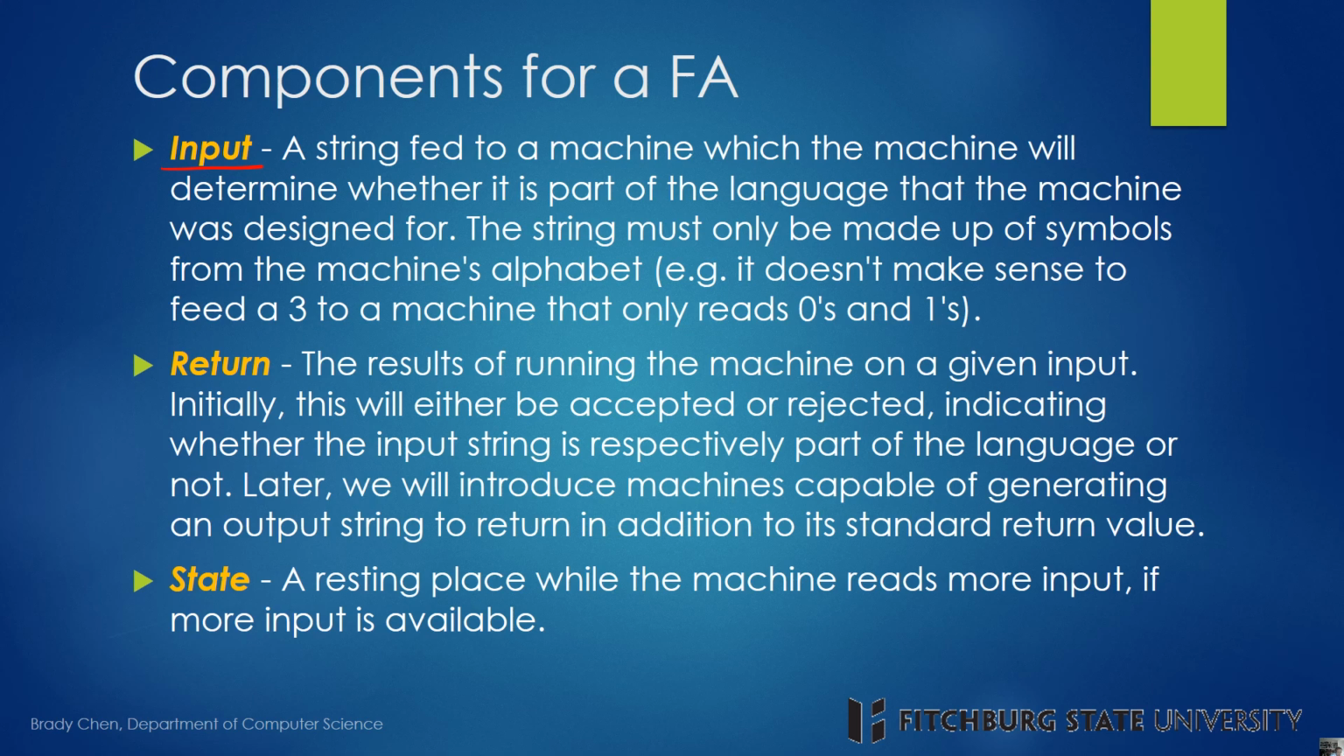Remember, the string could be 0101. The purpose of the finite automata is to determine whether this string satisfies the criteria, so it's part of the language we define. The string must only be made up of symbols from the machine's alphabet. That's one of the 5-tuple elements we talked about in the definition of finite automata. Normally we use sigma to represent this alphabet.